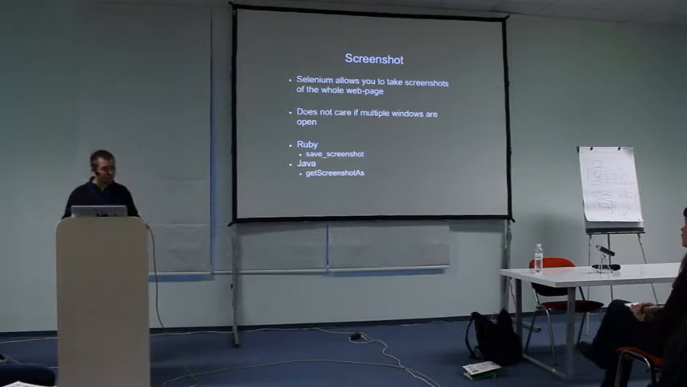It's the save screenshot method in Ruby, getScreenshotAs in Java. I'll be looking in Python and all the other ones, but basically they have a little method that you can call. And it doesn't care if you're running tests in parallel and there are 5 windows on top of each other. If the most back window fails, it will take a screenshot of the most back window. So that will help you a lot.